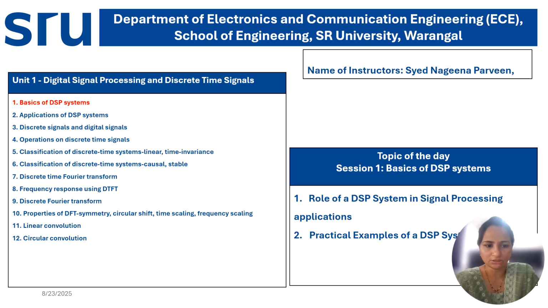Then we have the discrete time Fourier transform, and you will learn how to find the frequency response using this discrete time Fourier transform. Then we have the discrete Fourier transform. This is about the first unit, linear convolution and circular convolution. First, as the basics of the DSP system, what is the role of the DSP system in signal processing applications, and what are the practical examples and practical applications of the DSP system, you will learn.